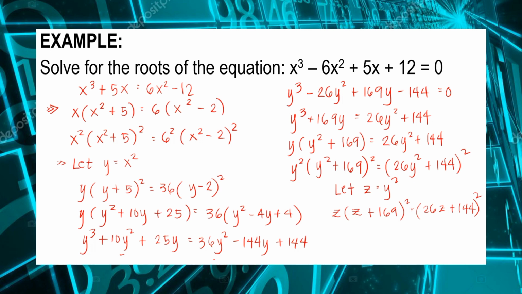Okay, so since this page is already full, I will use the other page. Okay, so let us continue where we have on the previous page. So, I will write here the equation z multiplied by z plus 169 squared equal to 26z plus 144 squared.